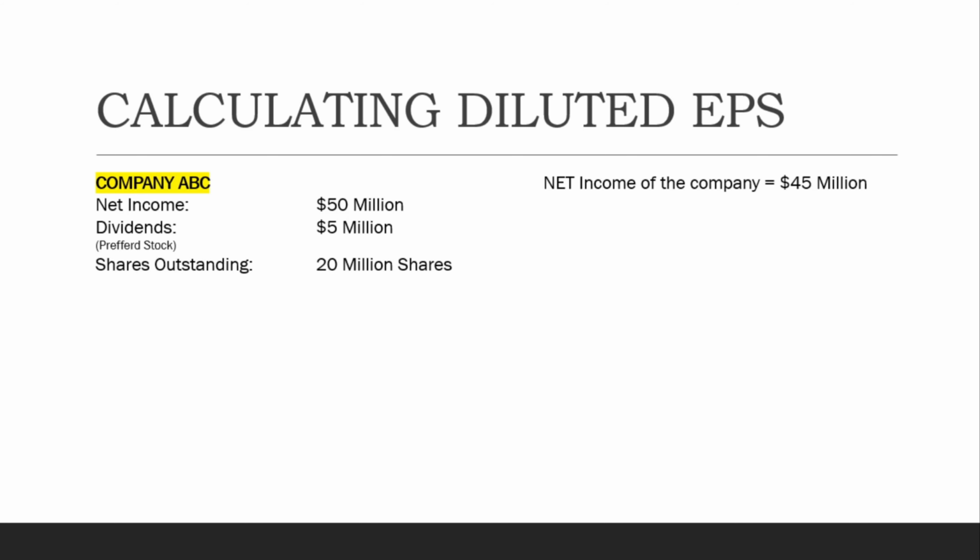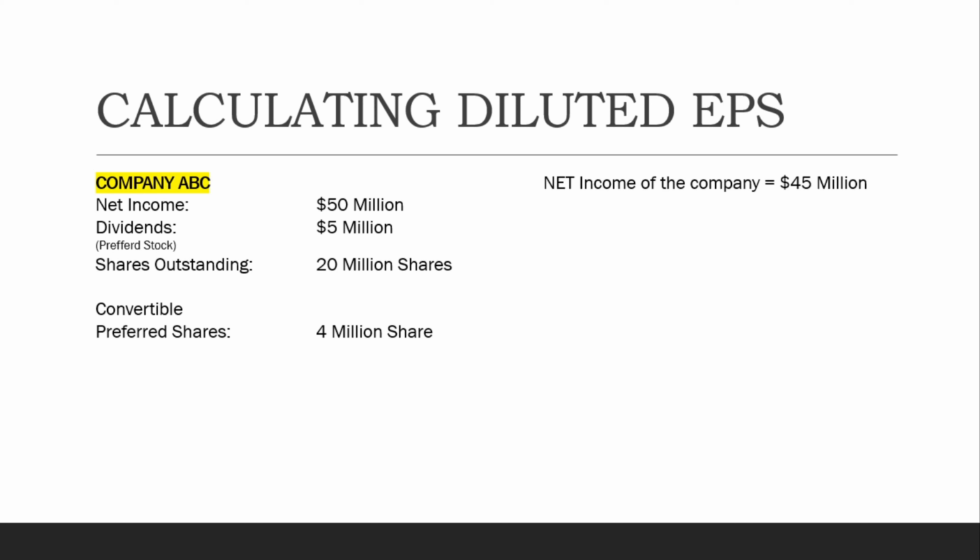All right. So going back to company ABC, we have the net income of $50 million and the dividends paid out of $5 million. So we have the net income of the company at $45 million. If you guys are a little confused, make sure you go back a couple minutes and see how we calculated that $45 million net income of the company. So we currently have the shares outstanding at 20 million shares, but company ABC has convertible preferred shares that can become common shares of 4 million shares.